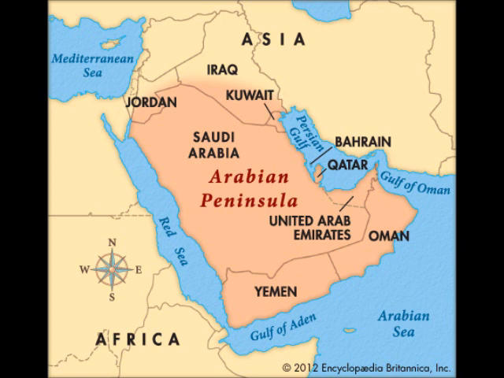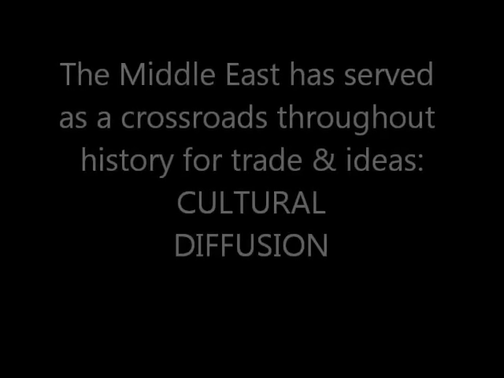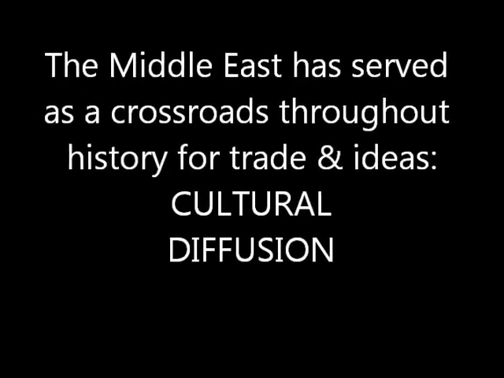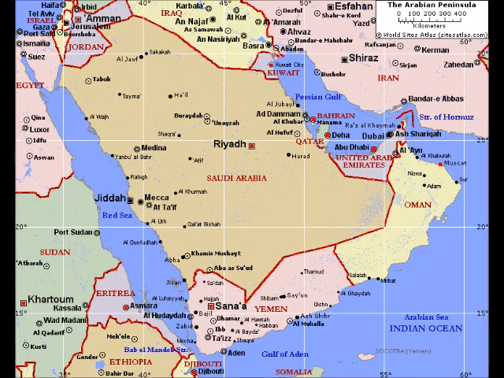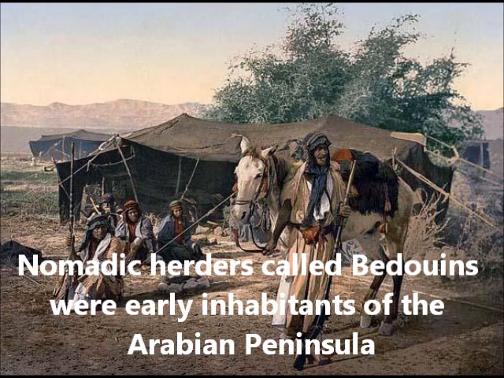The Arabian Peninsula is strategically located in Southwest Asia. This is where Islam emerged. This peninsula has served as a bridge or crossroads between Africa, Asia, and Europe, and is often referred to as the Middle East. Islam emerged on this peninsula and quickly spread. Much of the Arabian Peninsula is a desert and cannot support widespread agriculture. Throughout early history, nomadic herders called Bedouins inhabited this desert land.